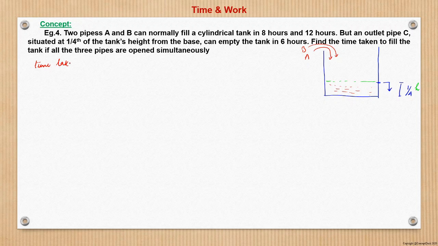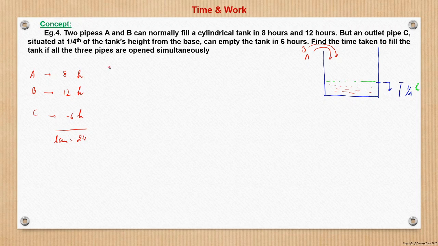So first, it is given that A can normally fill in 8 hours, B in 12 hours, and this can empty in 6 hours. So C is minus 6. The LCM of 8, 12 and 6 is what? 24.